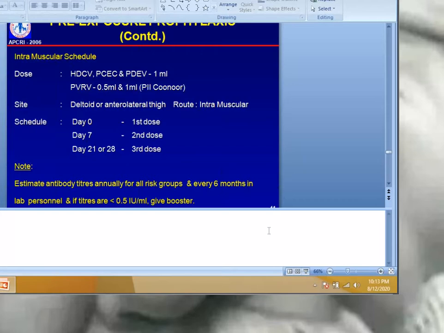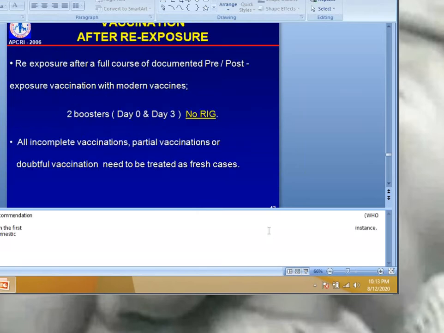In pre-exposure prophylaxis we give the first dose on day 0, the second dose on the seventh day, and the third dose on day 21 or 28. Antibody titers should be estimated annually for all risk groups and every 5-6 months in lab personnel. If the titer is less than 0.5 international units per ml, give a booster dose. After re-exposure following a fully documented course of pre- or post-exposure vaccination, the modern vaccine requires 2 booster doses, on day 0 and day 3, with no immunoglobulins. All incomplete, partial or doubtful vaccinations need to be treated as a fresh case.